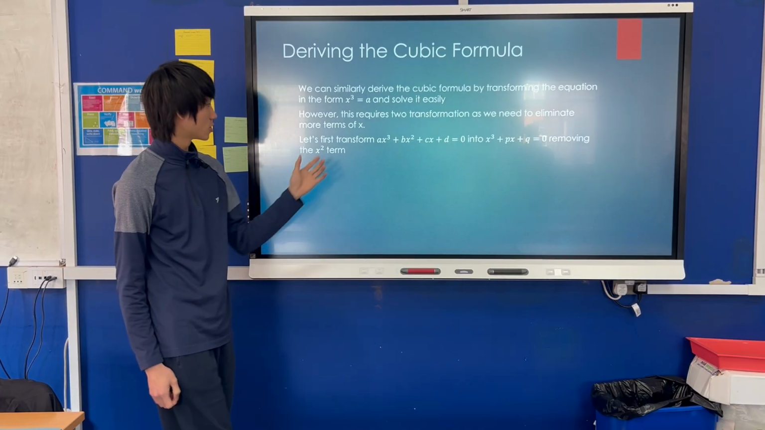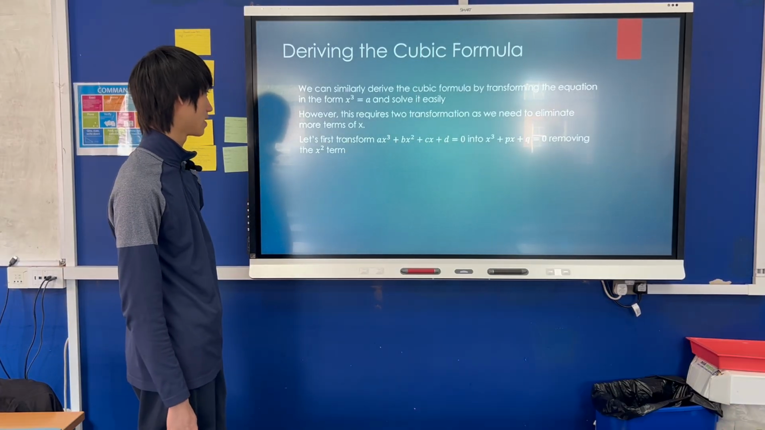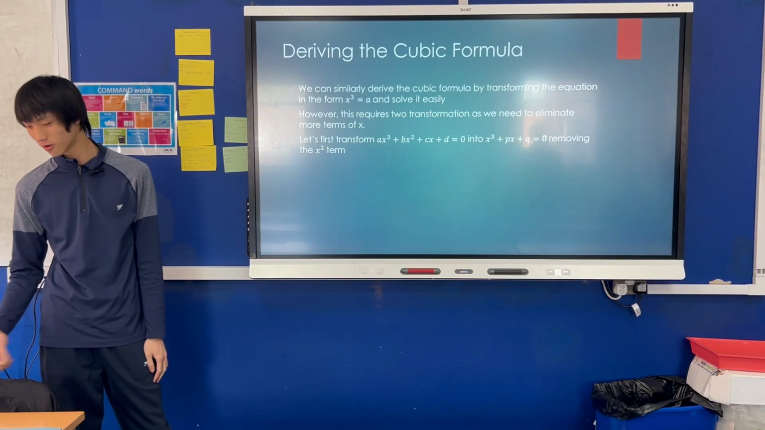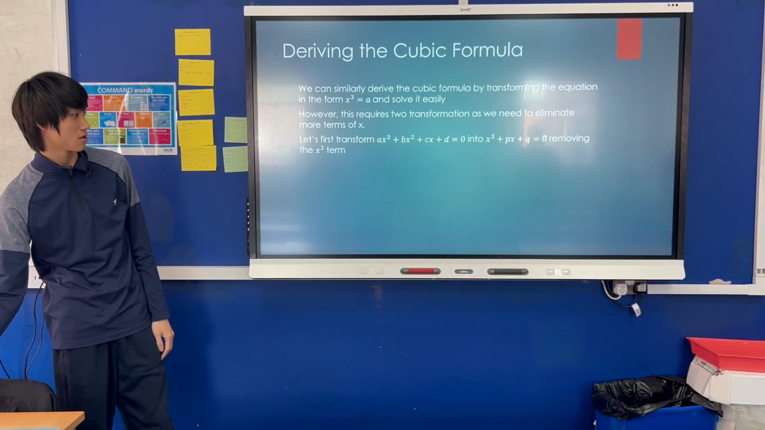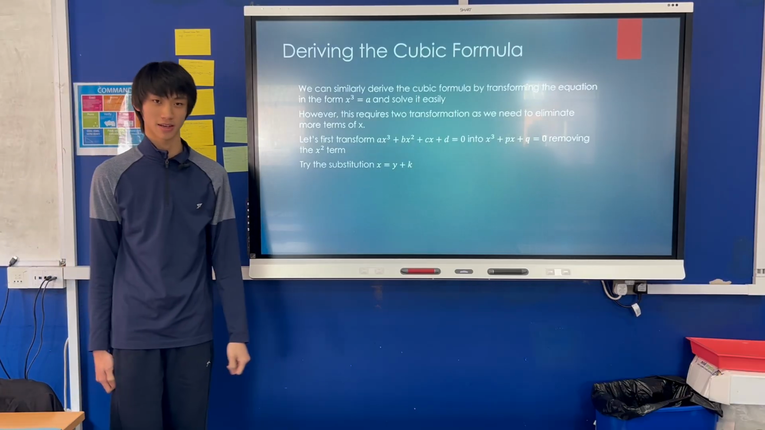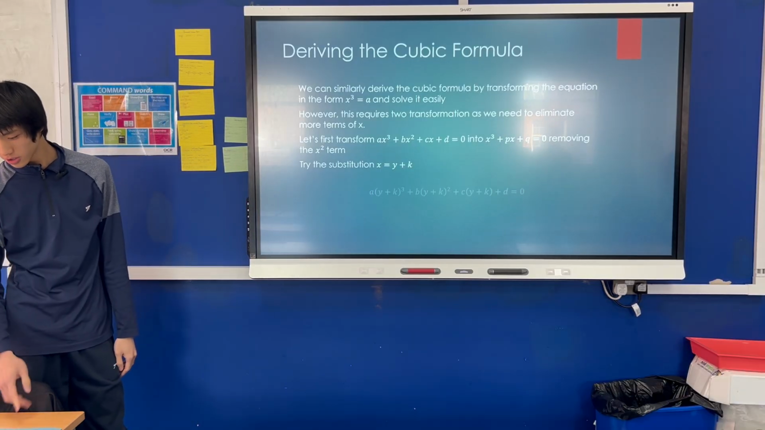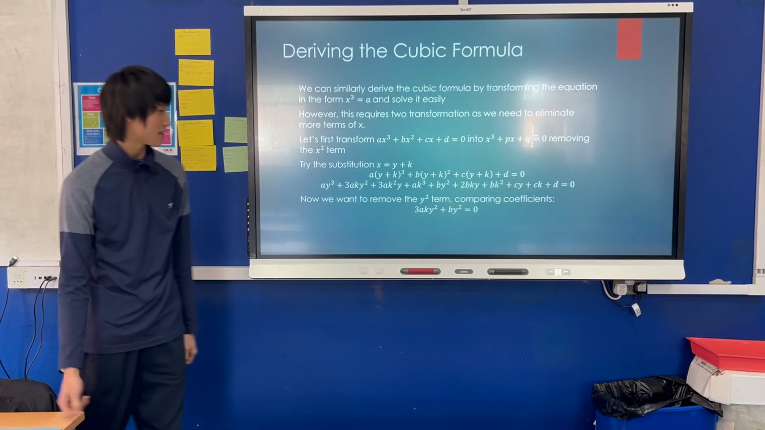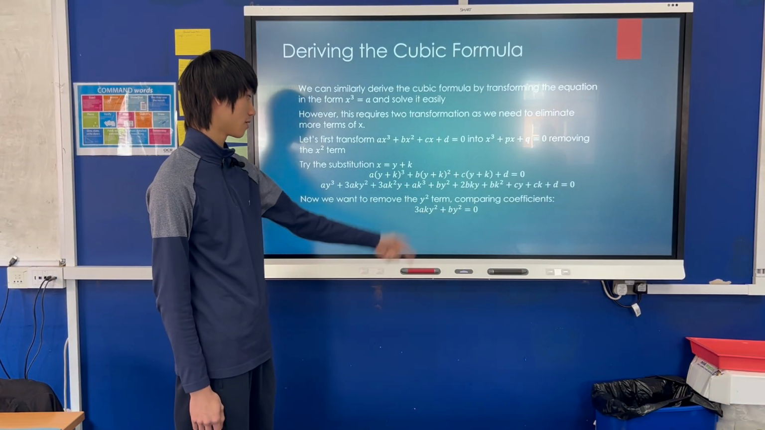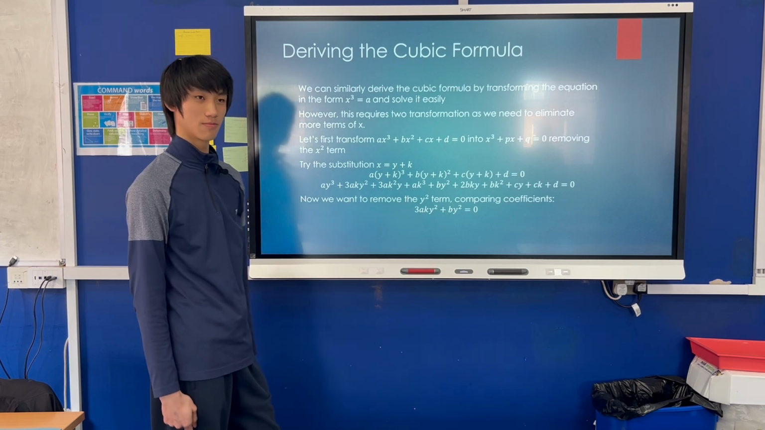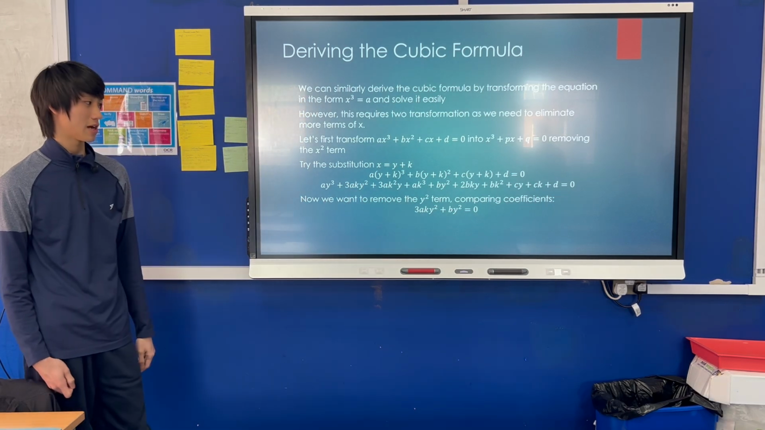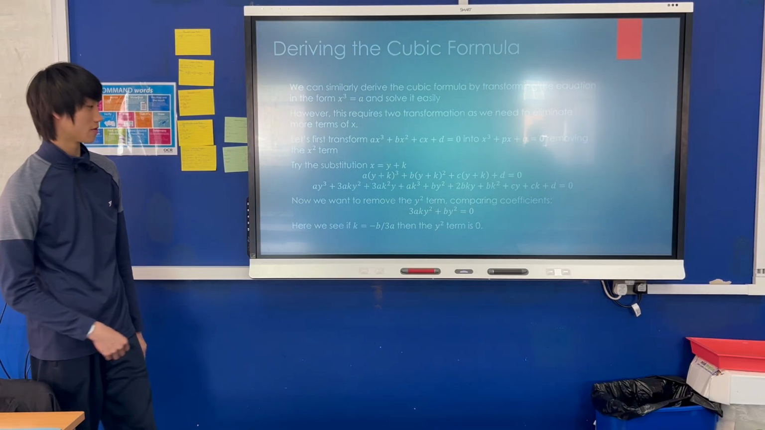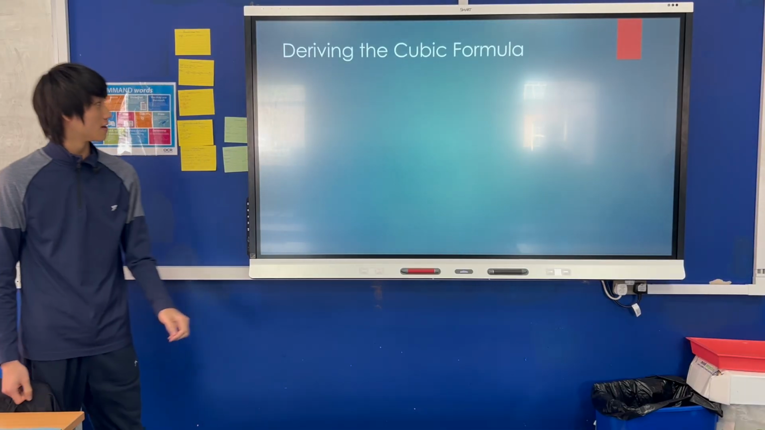We turn this into what we call a depressed cubic by removing the x squared term. And this substitution is like the substitution we just did: x equals y plus k. It's the same substitution. Once you substitute that, let's do some expansion. We see that the y squared term has coefficient 3ak plus b. So we say k equals negative b over 3a, and we have what we want.